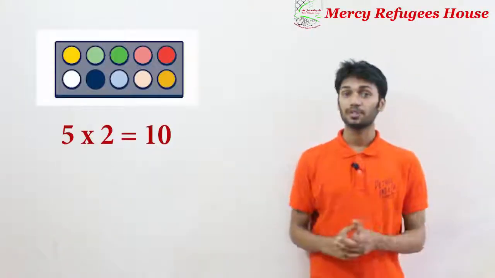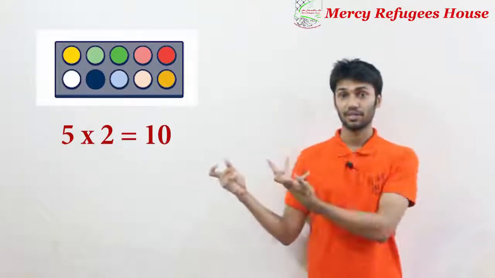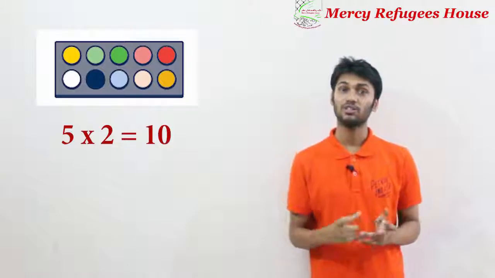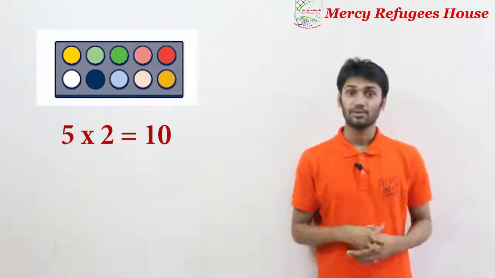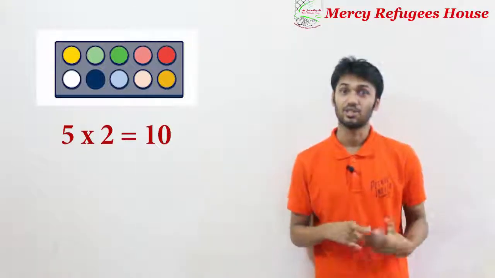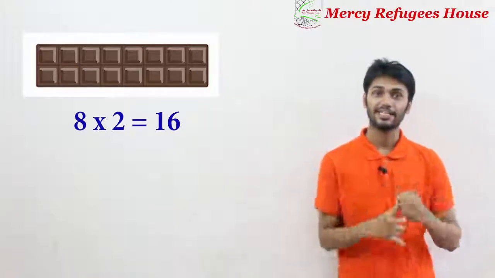Go to the next one. 5 times 2. So you have got 2 and you have got 5 here. In the rows you have got 5. So what is your array size? The array is 5 and your column or times you are multiplying it with is 2. Next one is a chocolate bar. It has got 8 times 2.